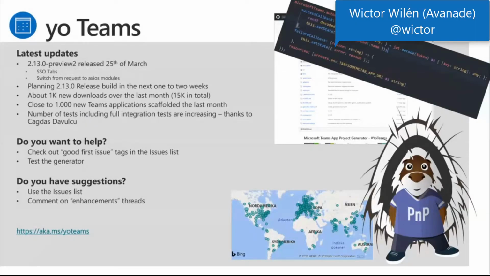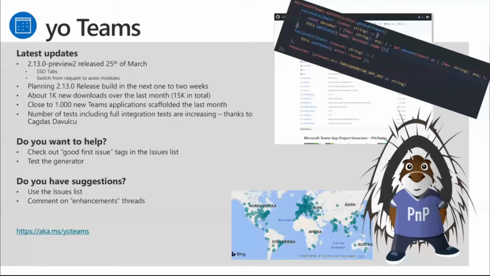Yes, so last week we released the new preview version of 2.13, which contains a couple of bug fixes, but most importantly, the single sign-on tabs, which we will have a demo of later in this hour as well. Quite a few new downloads, but also newly generated applications. I think it's about 1,000 applications each month generated by the Yo Teams generator. So that's cool. We are also increasing the number of tests, both the unit tests for the generator, but also full integration tests. So we verify that everything actually works and that the build actually works with different kinds of scenarios.